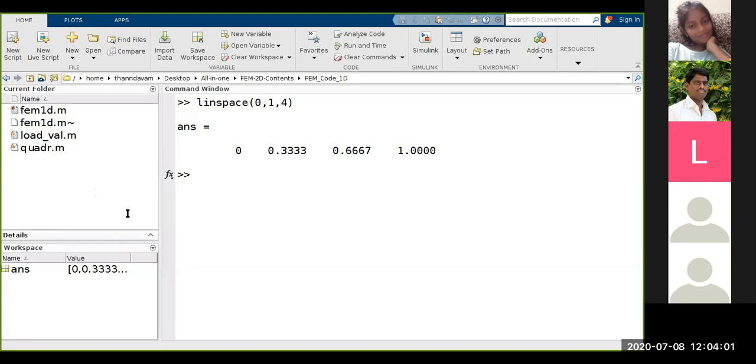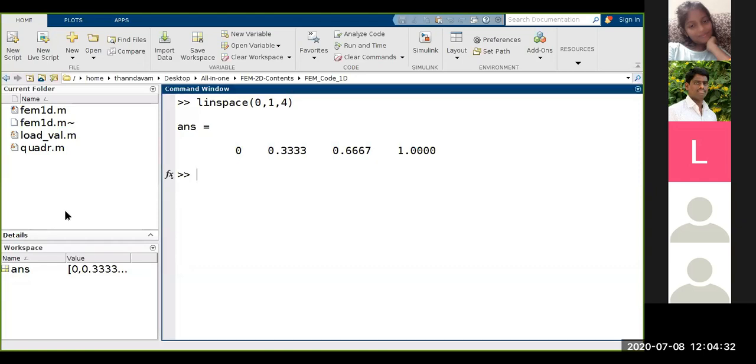Now I am trying to plot the exact solution as a black line, and the approximate solution in yellow with a star. I am making the x-axis range 0 to 1, and the y-axis range also 0 to 1. So now let me show you this. We will try to plot this, and I will show you the result.